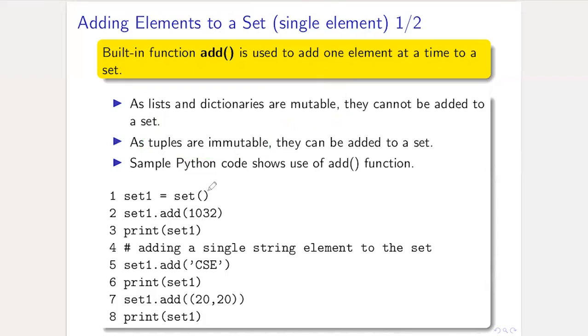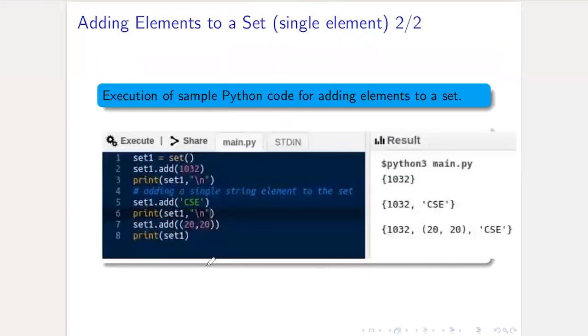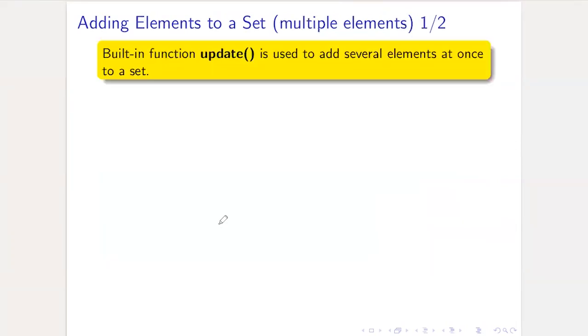Here I have example code which shows what happens when you do addition. Initially we have an empty set, and then we add a single element, and then we keep on adding elements and they get added. So we can add a tuple also.